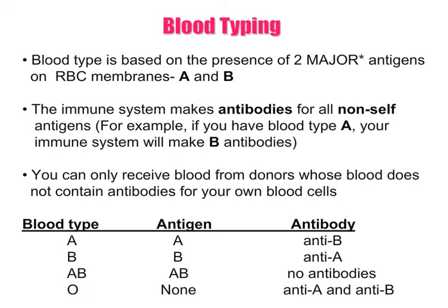You can only receive blood from donors whose blood does not contain antibodies to your own cells. For example, if I have type A blood, I cannot receive blood from somebody that has type B because they will have type A antibodies. Remember, the rule is we make antibodies to all the antigens we do not have. So we'll take a look at some examples in the next few slides, and hopefully you'll understand blood compatibility a little bit better.